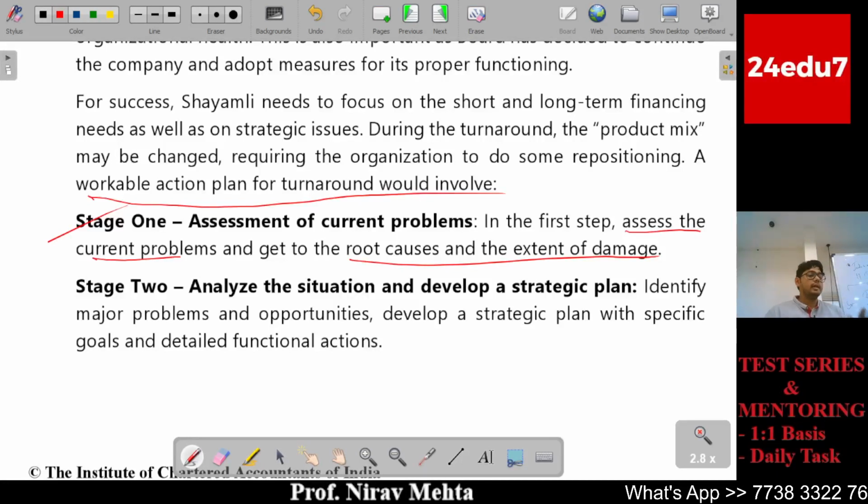Reverse. First, assess the current problems. Second, analyze the situation and develop a strategic plan. Now analyze your current situation, your business's current situation, and develop a strategic plan with specific goals, what you will do day to day. Goals are day to day, with detailed functional action. Start action. Don't just talk and chit chat.